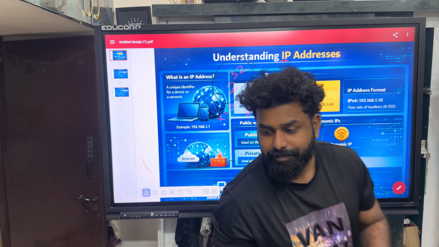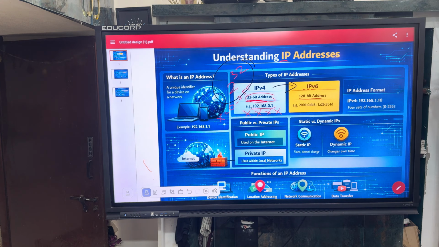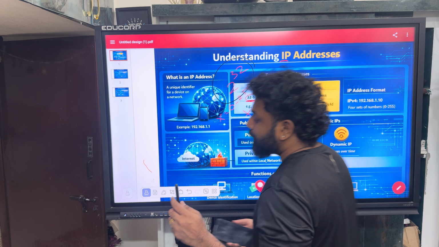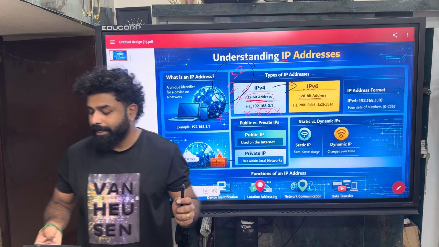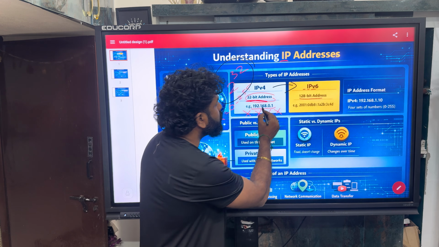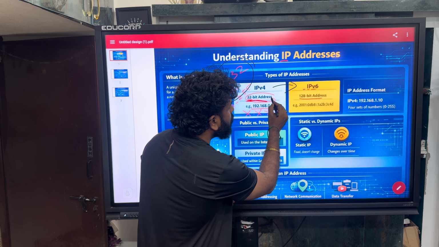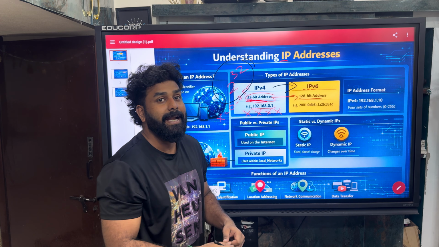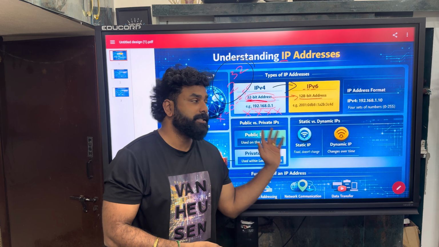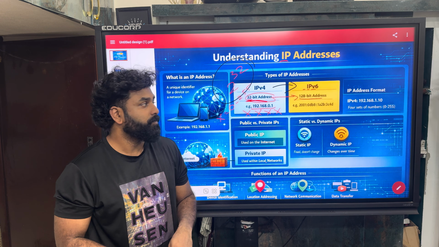Because of this, we thought of increasing the size of an IP address. Now we increased from 32 all the way to a 128-bit address. That's a very huge difference. Not even double, not even triple. It's almost like 4 times, right?